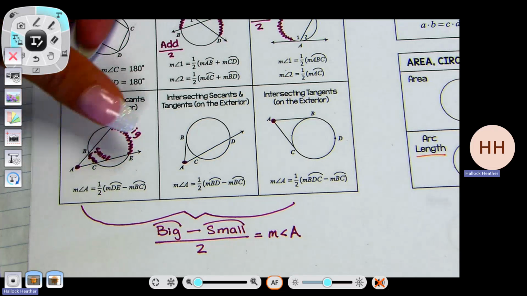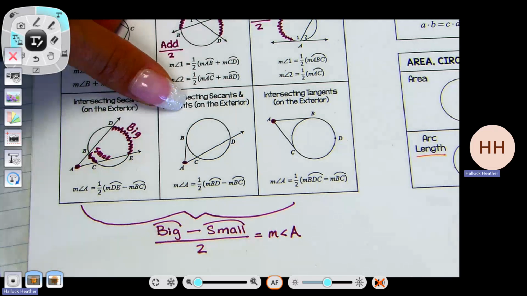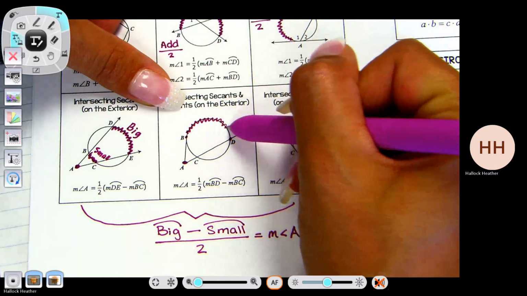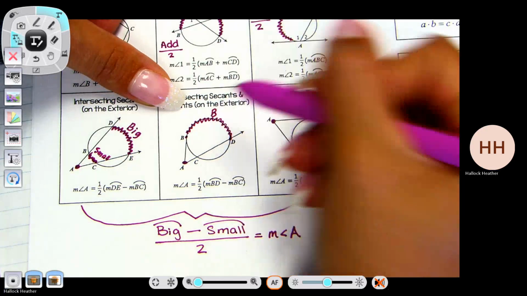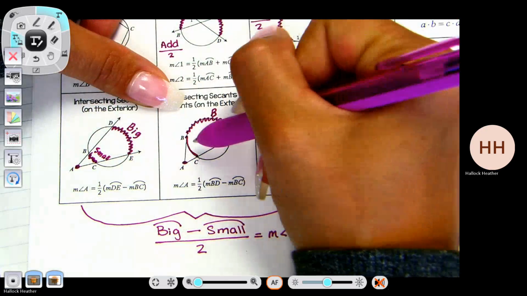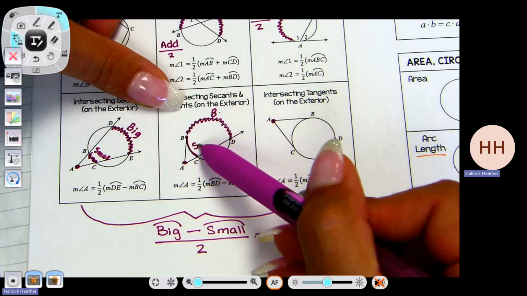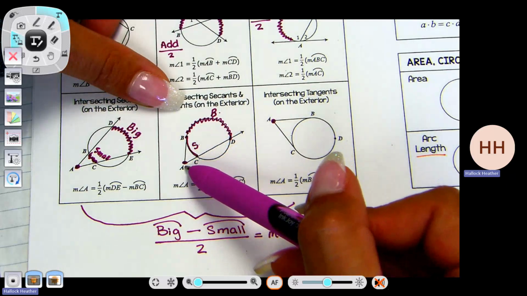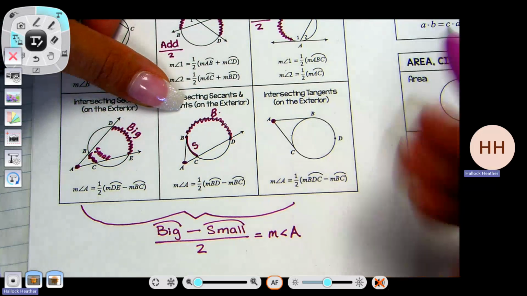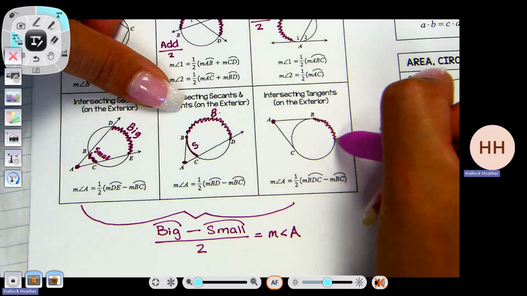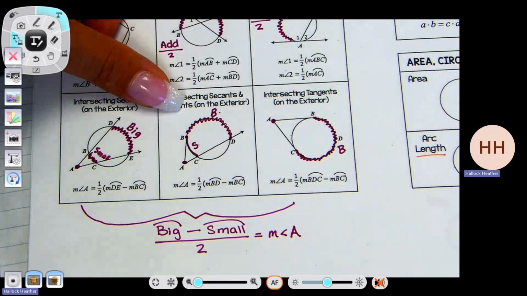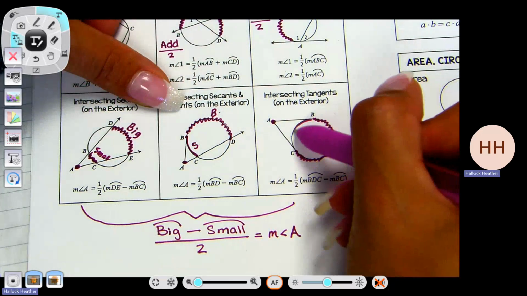So it's the same rule for this one. It just looks a little different. Your big arc is B to D. So this whole thing is big. I'll put a B. What's my small arc? B to C. So you're still doing big minus small, divide by 2. That's going to be equal to the measure of angle A. This one's like yesterday, it's 2 tangent lines. My big arc goes all the way around. B, D, C is the big. What's my small arc for that one? B to C. So B to C is my small.